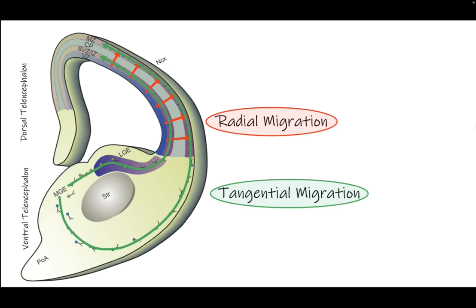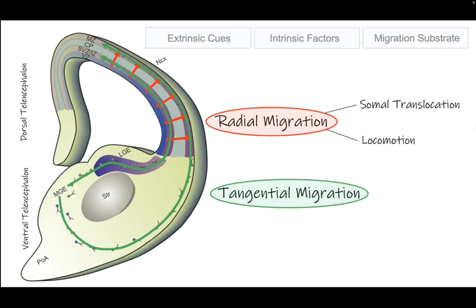formation. When we talked about cortical layer formation, we already encountered two migration modes, which were called somal translocation and locomotion. While extrinsic and intrinsic factors played an important role for both of them, locomotion also required radial glia as a guiding migration substrate. Compared to these two migration modes, tangential migration seems to be particularly challenging for multiple reasons.